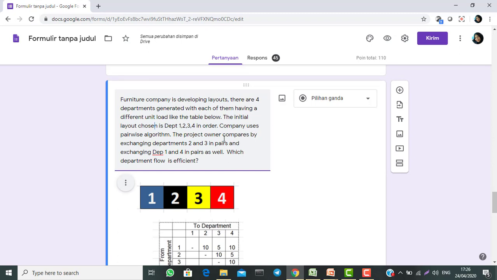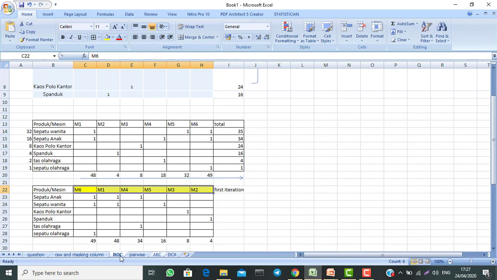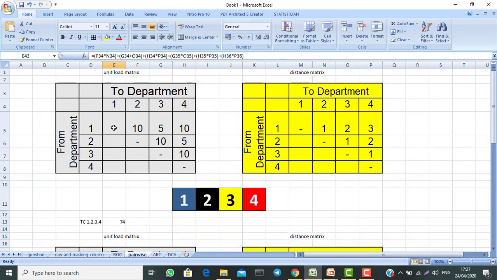We want to exchange departments 2 and 3 at the same time. And the second alternative is exchanging departments 1 and 4 at the same time. And which department flow is the most efficient one? Okay, let's answer using a pairwise algorithm. To answer using the pairwise algorithm, you need to create 2 different matrices.